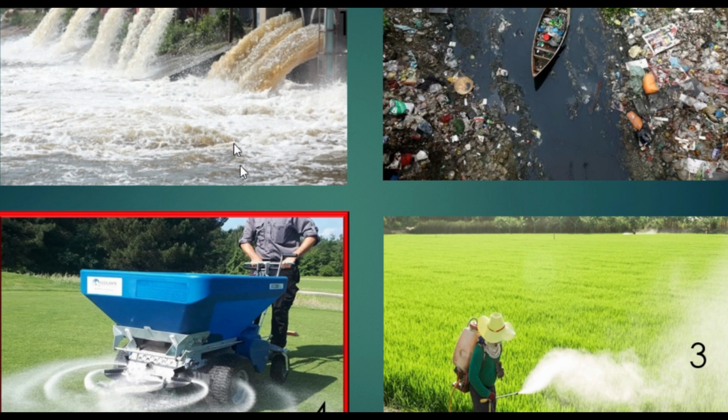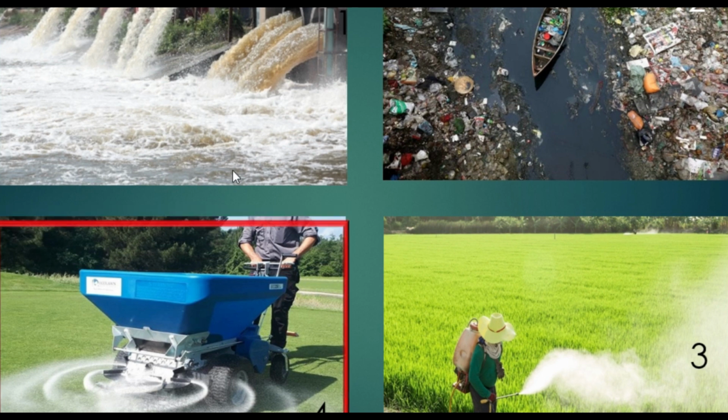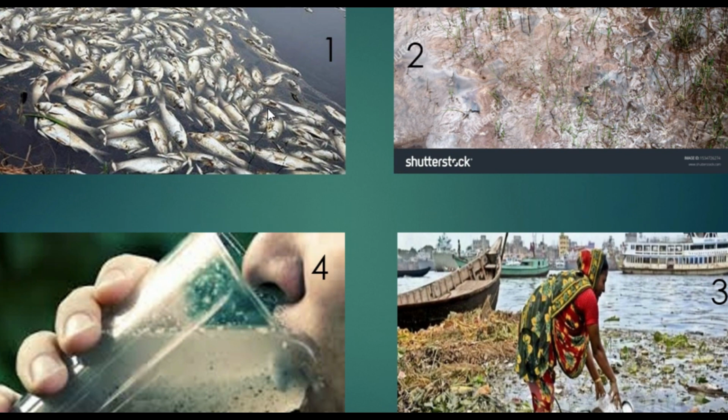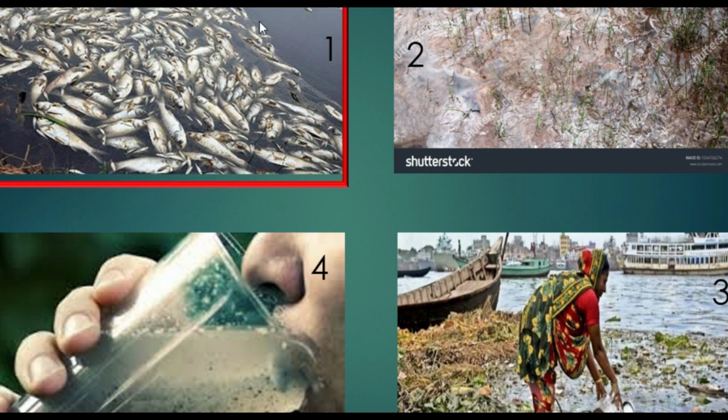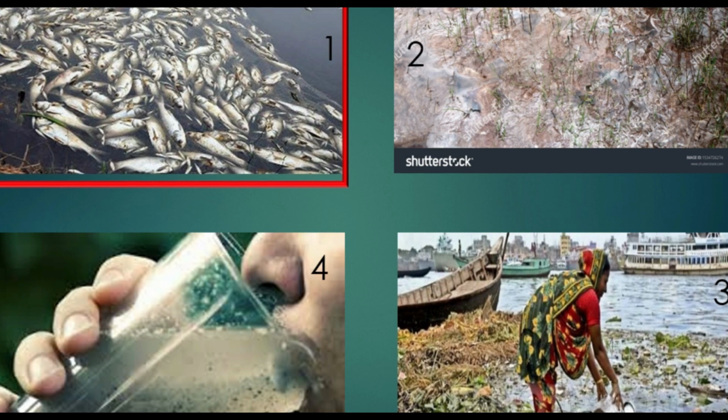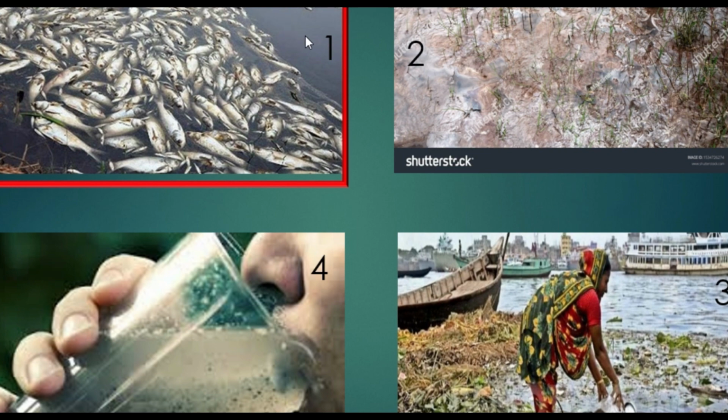Except these 4 ways, there are also many ways by which water is being polluted. So what is the effect of water pollution? We see here 4 pictures. In the first picture, we see that due to polluted water, the fish in a river or water body have died and floated up, all of them are dead, and the water is so polluted that it has become black.